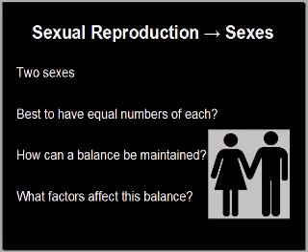We're talking about sexual reproduction, and one of the nifty things that we get with sexual reproduction is sexes. So, let's take the two-sex system, and that raises some fundamental questions. Is it best to have equal numbers of each sex? And for whatever numbers of each we should have, how can a balance be maintained stably over many generations? And what kinds of factors affect this balance?